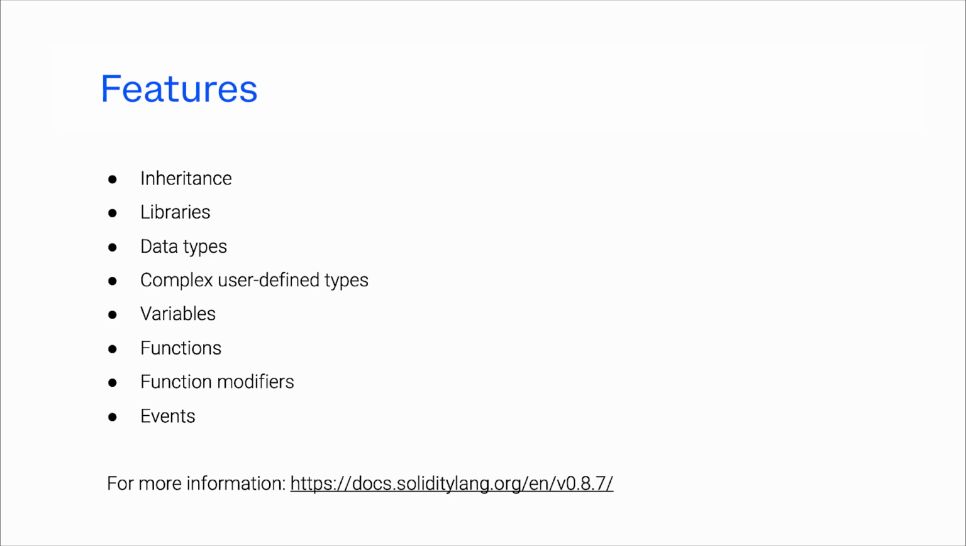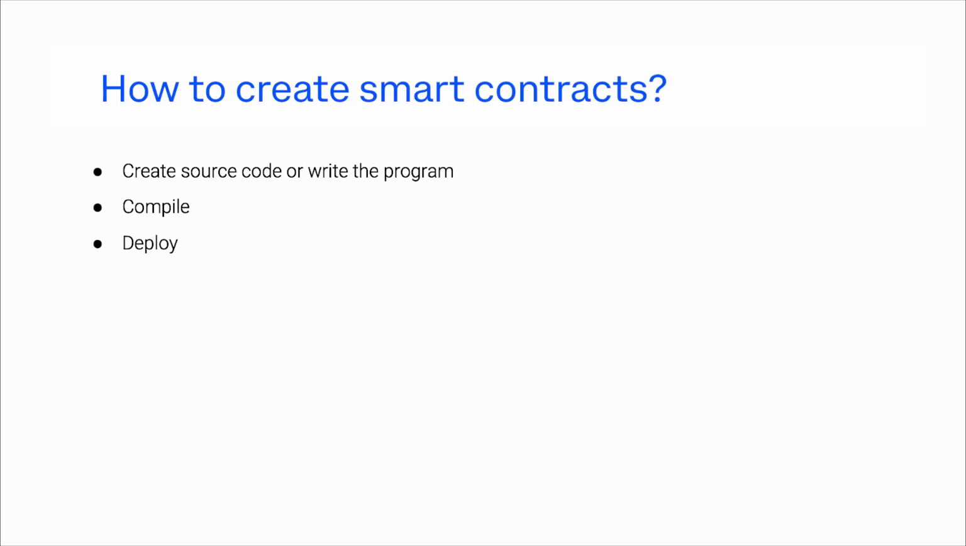Okay, at a high level, how do we create smart contracts? The answer is very simple. We first need to create the source code, or the program. Then we need to compile this source code. And finally, we deploy this program to the Ethereum network.